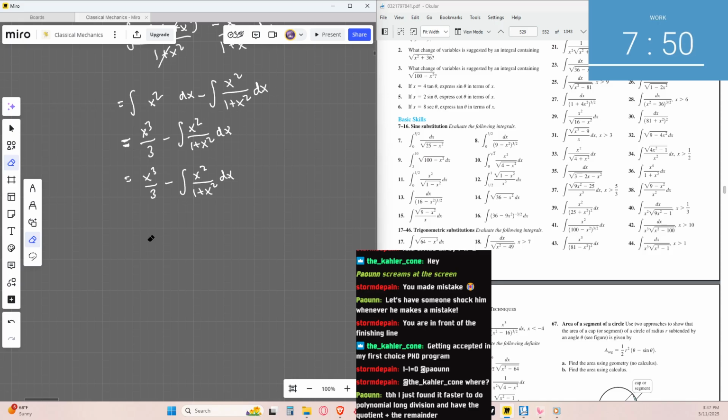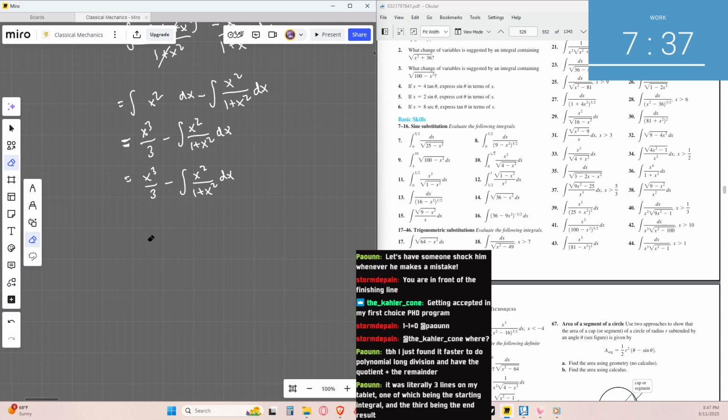Just found it faster to do the polynomial long division and it had the quotient plus the remainder. Getting accepted, oh, nice. Congratulations, Sascha.